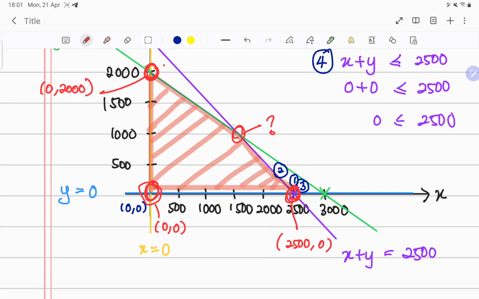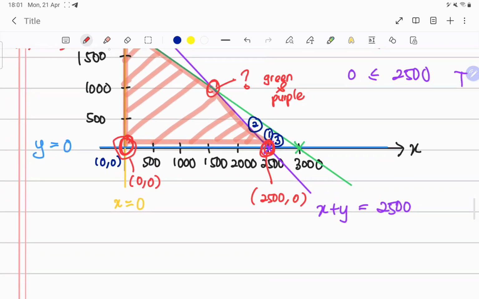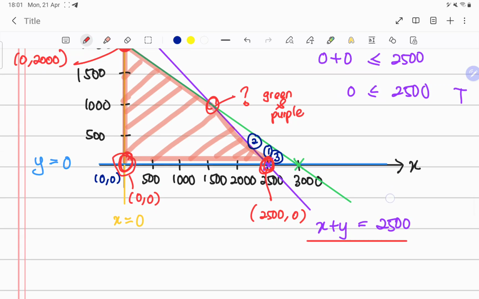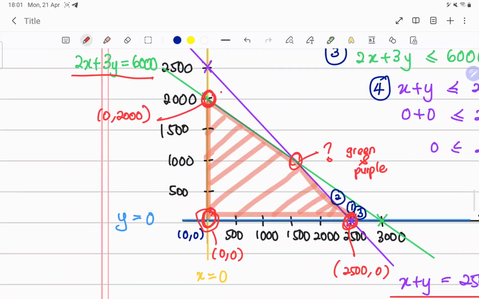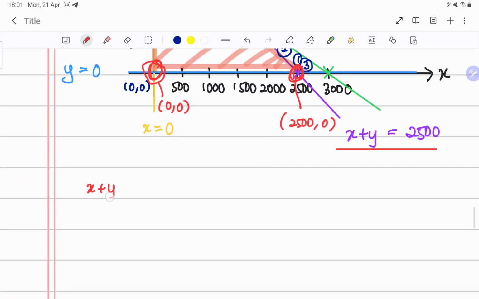So how to find it? If you see, it involves green and purple. So this green and purple is actually the function for x plus y equal to 2500 and also 2x plus 3y equal to 6000. So how to find this? x plus y equal to 2500 and 2x plus 3y equal to 6000. So you have two equations right now. So we can use simultaneous equations to solve this.